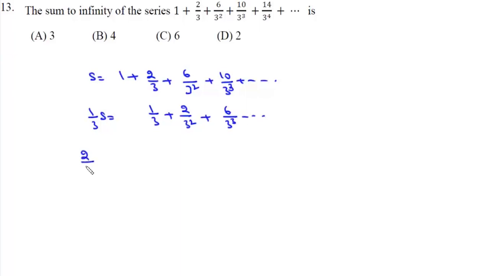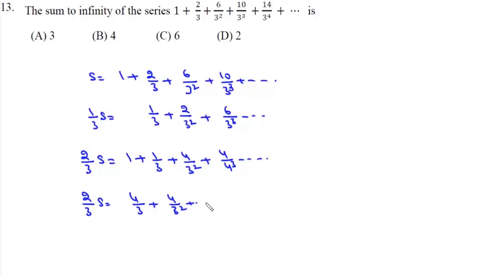So it will be 2S by 3, and here will be 1 plus 1 by 3 plus 4 by 3 square, 4 by 3 cube. Now this is 2S by 3, and this is 4 by 3 square plus 4 by 3 cube, which is nothing but a GP. So it will be a upon 1 minus r. Now this is nothing but 2. So the value of S here is simply 3. So the sum of this infinite series is 3, and that's your option B.